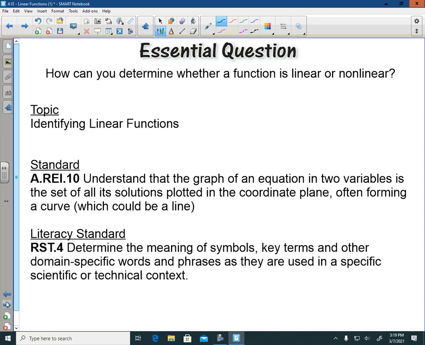All right. Essential question, how can you determine whether a function is linear or nonlinear? In other words, is it a line or isn't it? Topic, identifying linear functions, also should go into your table of contents. So let's do this.